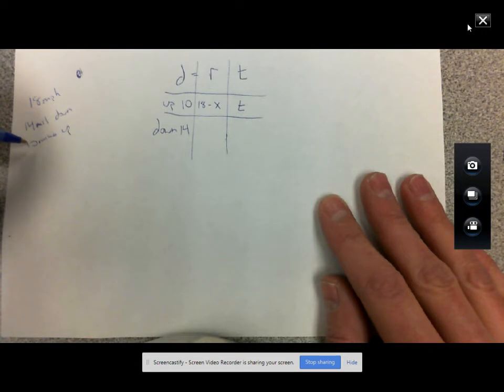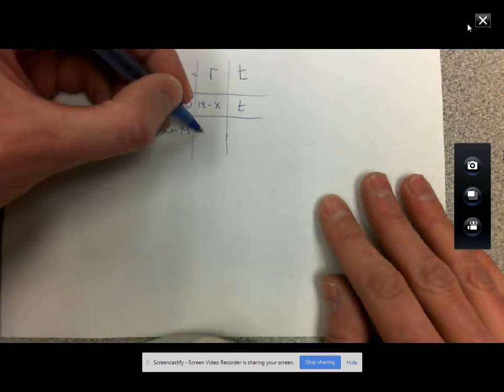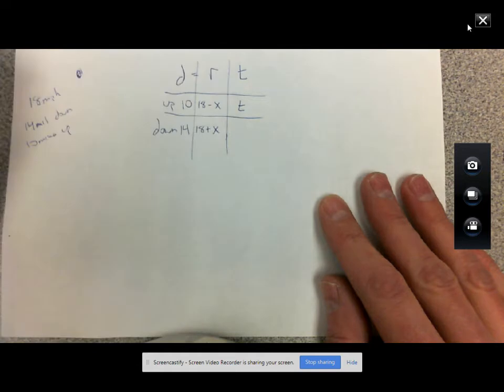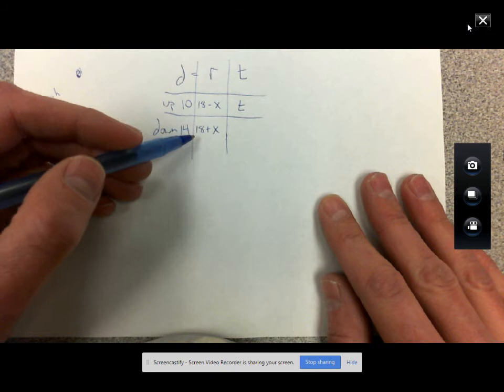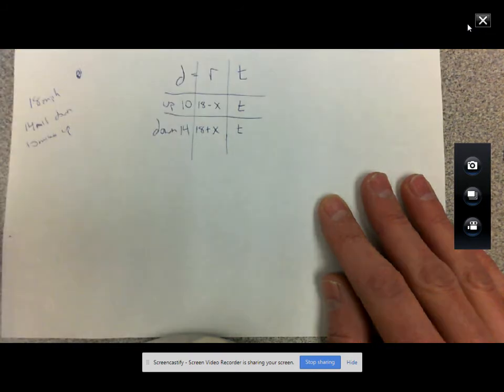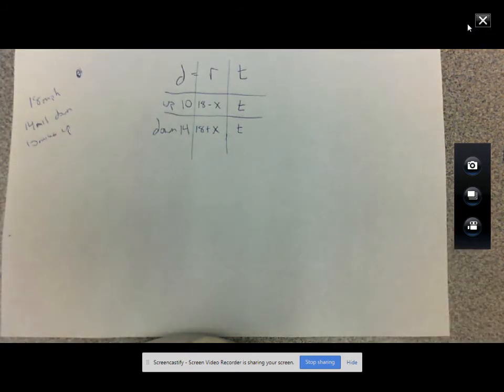Going downstream, however, we have 18 miles an hour plus the current. The current is pushing forward, so we're actually going faster than 18 miles an hour in reality, even though the boat is working at the same effort. Time, again, is the same, and that is important for this one. In this problem, the time is the same. It takes the same amount of time. So the times are going to be equal to each other.